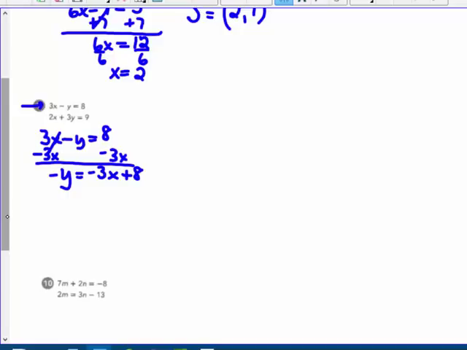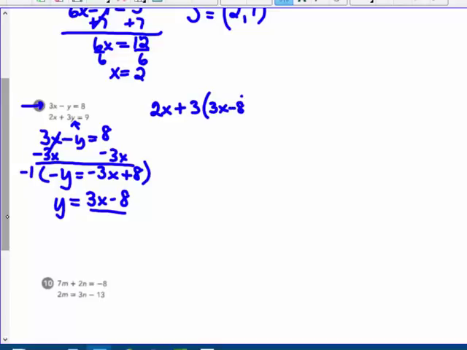That's negative y would equal negative 3x plus 8. Well, multiplying every term by negative 1 or dividing every term by negative 1, this equation becomes all their opposites, and you get y equals 3x minus 8. So this expression is going to go where that y is. So 2x plus 3 times, oh, my y is 3x minus 8, oh, I'm going to have to distribute, equals 9.